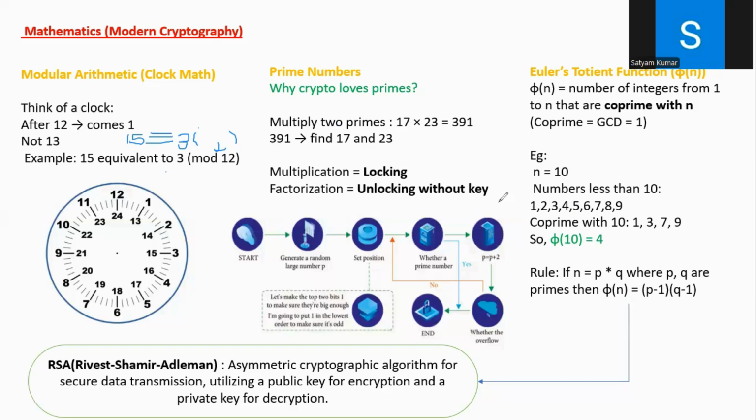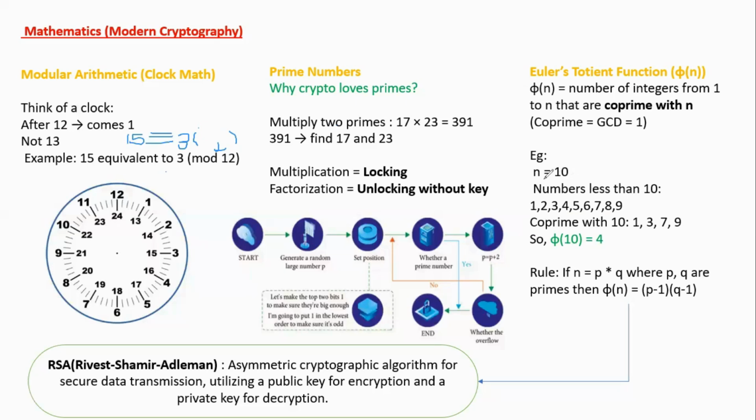Now comes the Euler totient function. So first of all, it is the number of integers from 1 to n that are co-prime with n, and co-prime is the one in which the greatest common divisor or HCF is 1, so that is the Euler totient function.